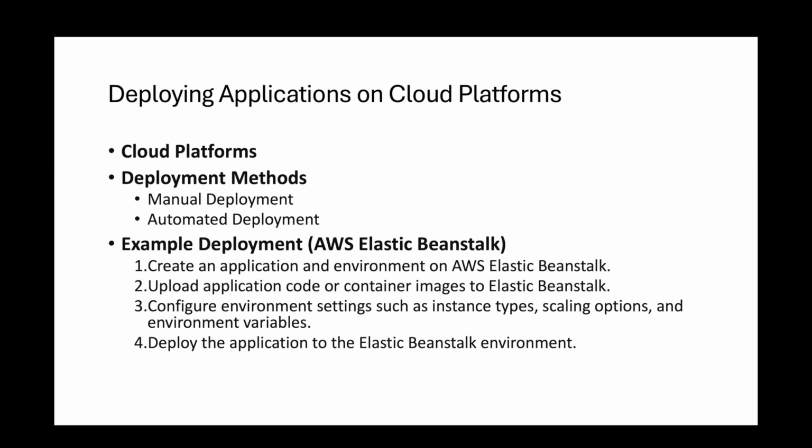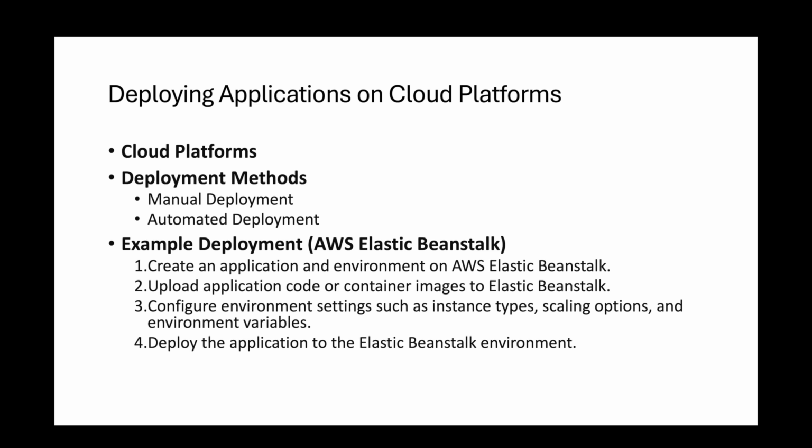Cloud platforms. Cloud platforms like Amazon Web Services AWS, Microsoft Azure, Google Cloud Platform GCP, and Heroku provide scalable infrastructure and services for deploying and running applications in the cloud. Deployment methods. Manual deployment: manually upload application files to cloud servers and configure infrastructure components. Automated deployment: use deployment tools like AWS Elastic Beanstalk, Heroku, or Docker containers to automate the deployment process.